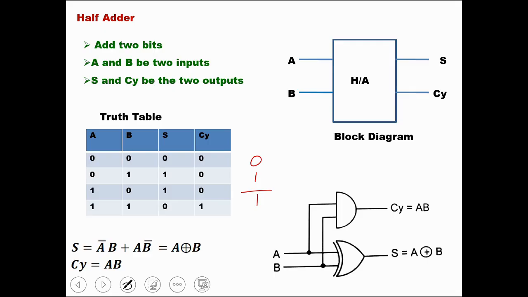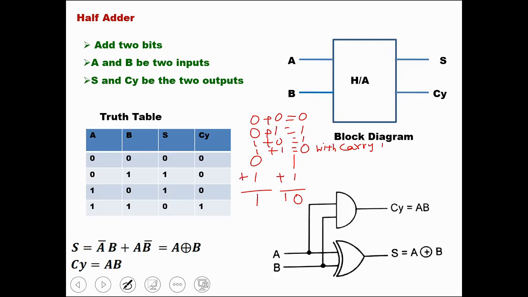So if you want to add 1 plus 1, 1 plus 1 is 0 with carry 1. So we know the binary addition. In the simple binary addition, 0 plus 0 is 0, 0 plus 1 is 1, 1 plus 0 is 1, 1 plus 1 is, sum is 0 with carry 1. So these are the basic binary addition rules.